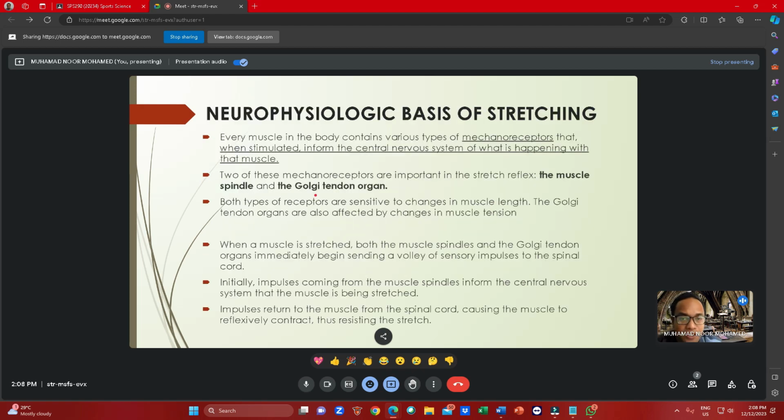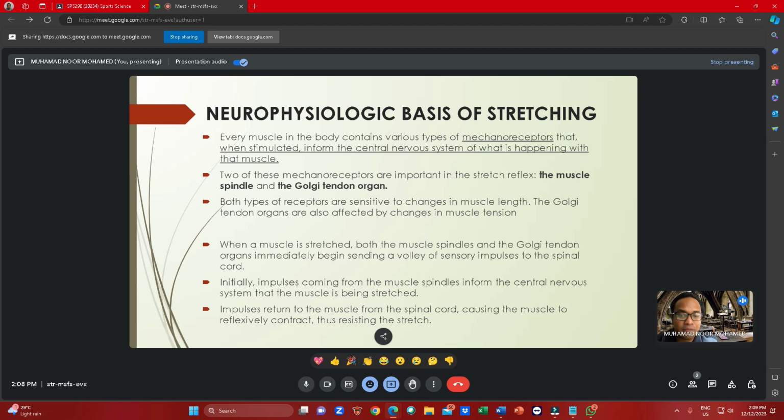Okay, the neurophysiological basis of stretching. Every muscle in the body contains various mechanoreceptors. The most important mechanoreceptor, the receptor towards movement and mechanics, is our proprioception, which includes our spindle, our GTO, and our joint receptors. Both types of receptor are sensitive to change in muscle length, while the GTO is also affected by change in muscle tension. So in order for us to strengthen, or in order for us to lengthen, and also to return back to normal.